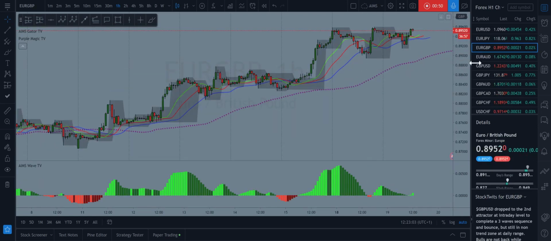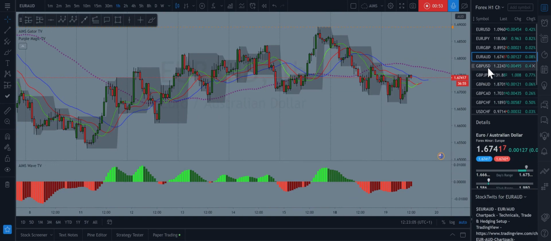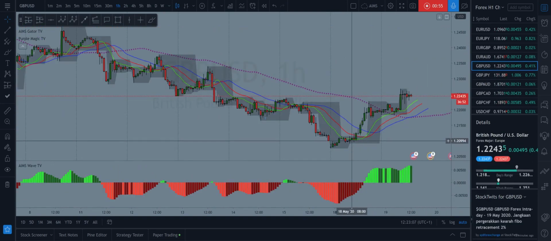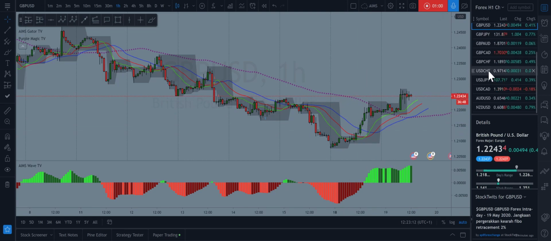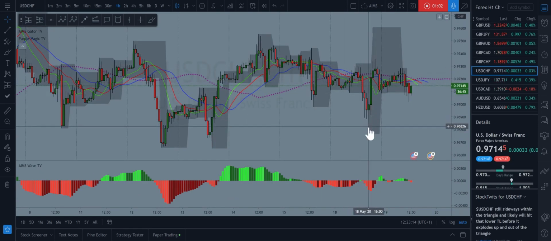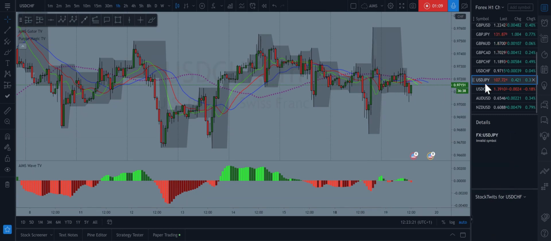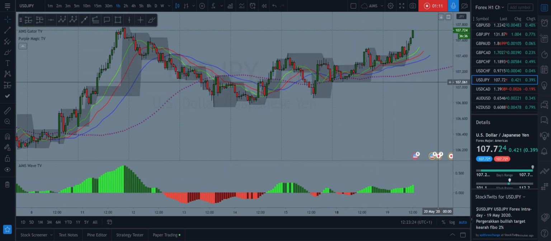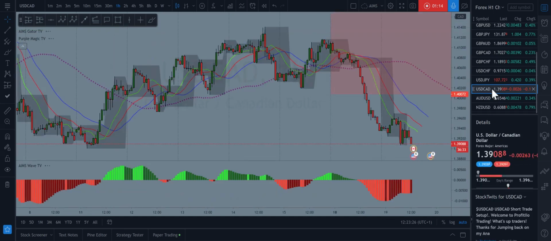Check this. The euro pound didn't move that much. Go to euro Australian dollar, didn't move that much. Pound dollar moved quite a lot yesterday. Going to the Swizzy chart, there isn't clear movement, but you can see price did move quite a lot in its own fashion, with the high volatility. Go to dollar yen. You were in a trade, I know, on this one. Dollar CAD moved significantly.